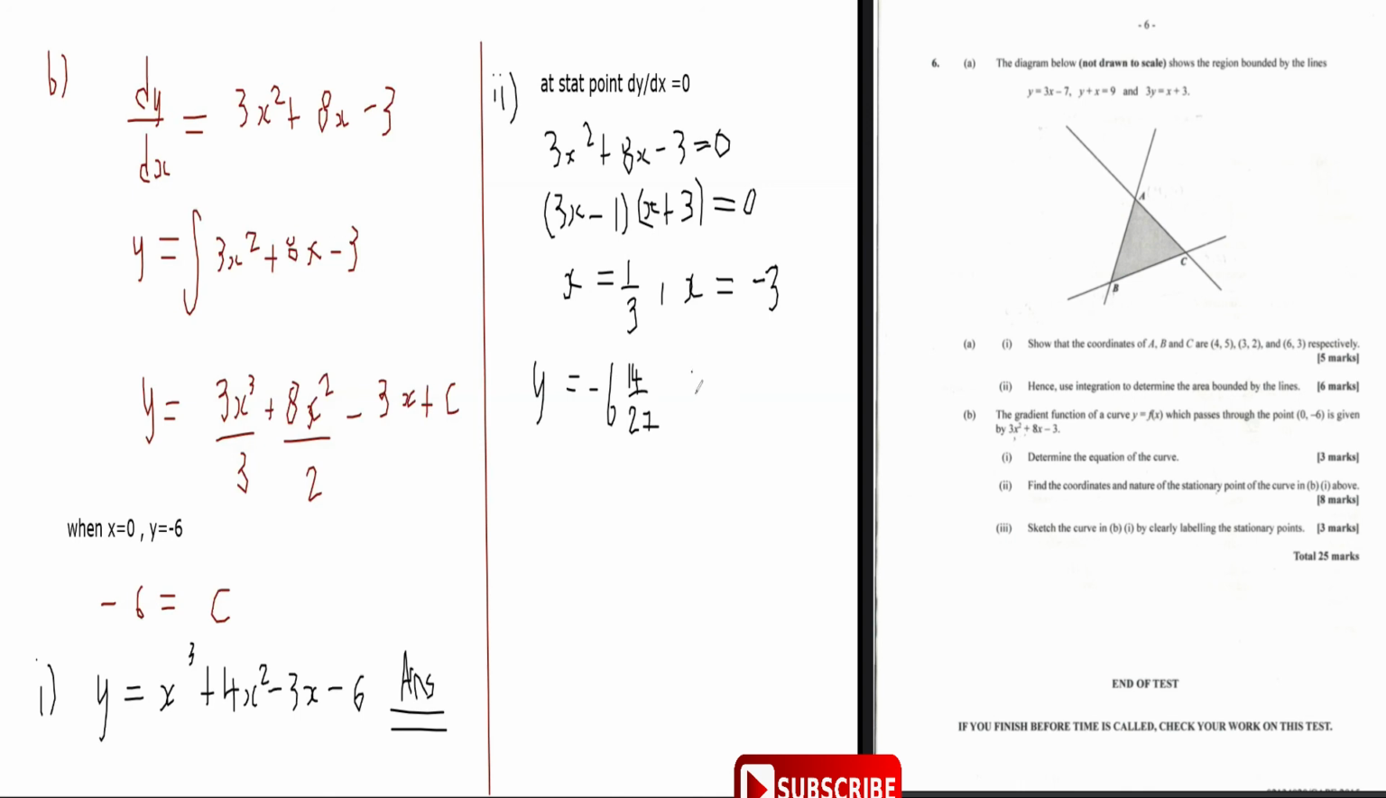All right. Now, from here, we're going to get y is equal to, plugging in minus 3, you're going to get minus 3 cubed plus 4 times minus 3 squared minus 3 times minus 3 minus 6, which is 12. So you're getting, this is the point, 12.